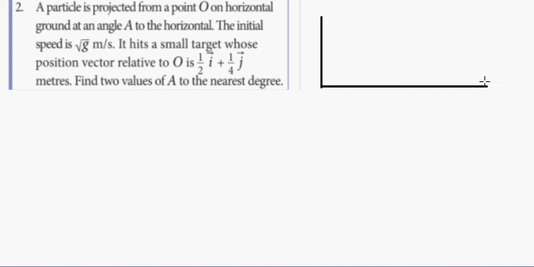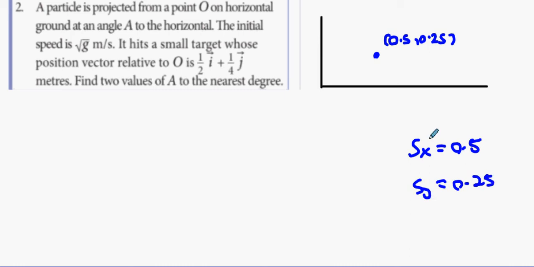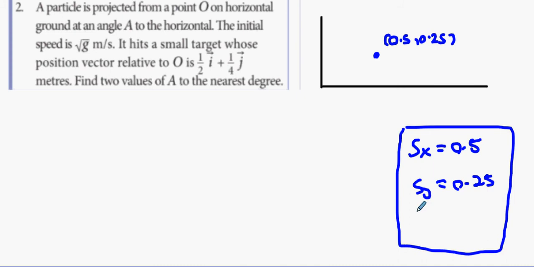And what we're going to say is this. There's a target here, and its location is 0.5 and 0.25. Are we cool with that? Sx has to equal 0.5. At the same time, Sy equals 0.25. That's the deal. The two of these have the same time. Everybody agree with that?